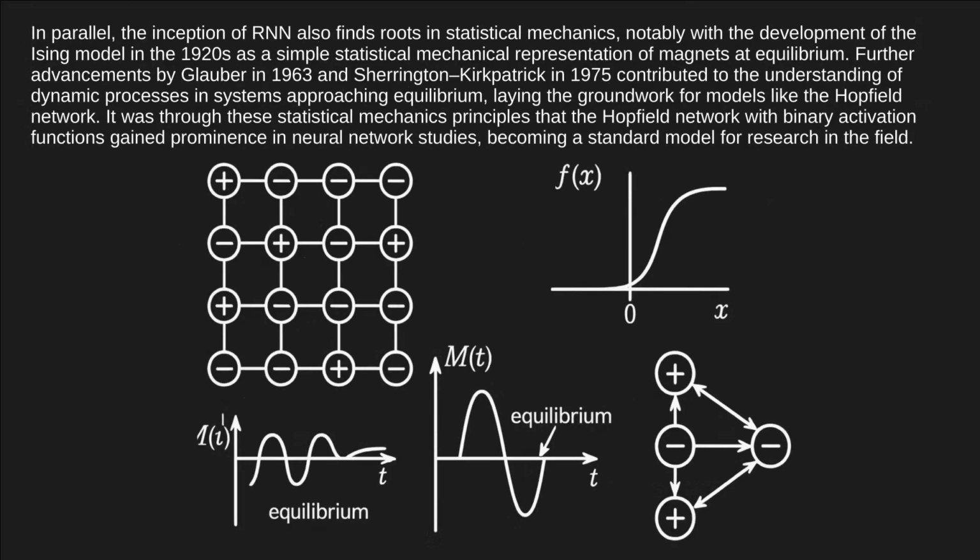In parallel, the inception of RNN also finds roots in statistical mechanics, notably with the development of the Ising model in the 1920s as a simple statistical mechanical representation of magnets at equilibrium. Further advancements by Glauber in 1963 and Sherrington-Kirkpatrick in 1975 contributed to the understanding of dynamic processes in systems approaching equilibrium, laying the groundwork for models like the Hopfield network. It was through these statistical mechanics principles that the Hopfield network with binary activation functions gained prominence in neural network studies, becoming a standard model for research in the field.